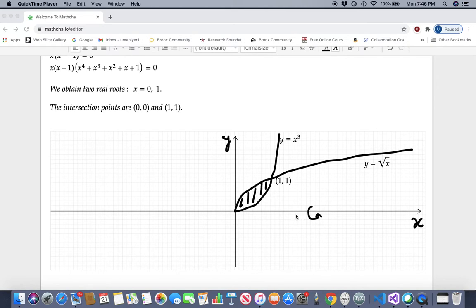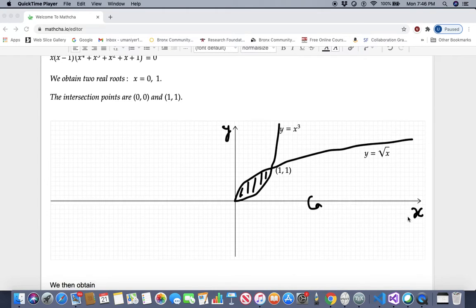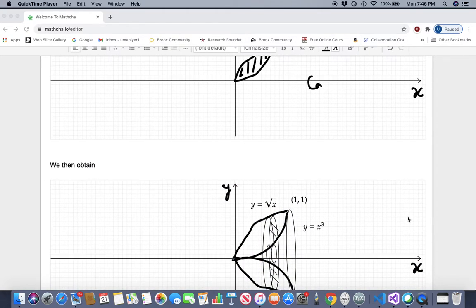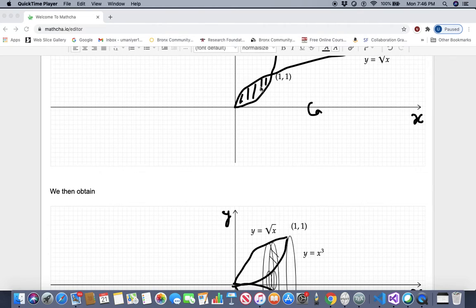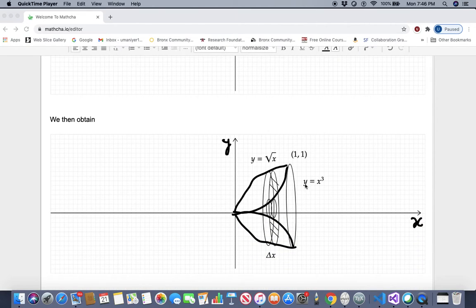So this region, you want to rotate it about the x-axis. When you do that, you get a solid which looks like this. So that region has been rotated about the x-axis. So you get a solid like that. You see, filled in these regions, but a hole in the middle. So it's like a cup with a hole in the middle.